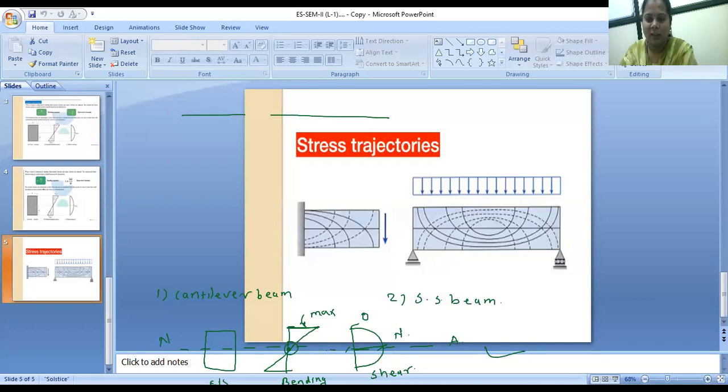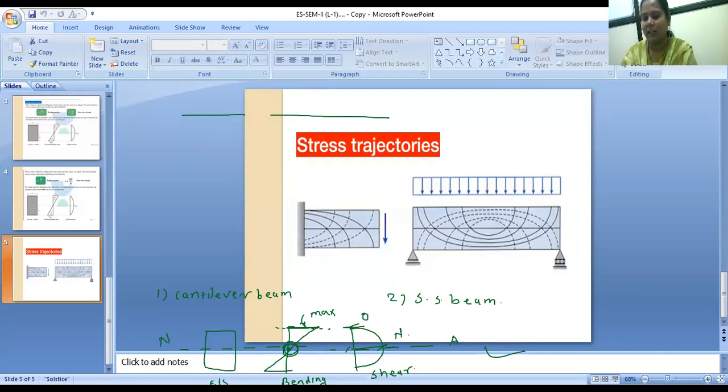Whenever we are calculating principal stresses, you observe here bending stresses are maximum at the extreme fiber and 0 at the neutral axis, whereas shear stresses are 0 at the extreme fiber and maximum at the neutral axis.